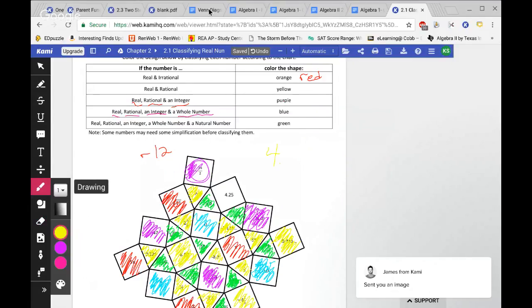But anyway, now let's look at 4.25. 4.25 is a terminating decimal, so that means it's a rational number. If it's rational, it's also real. But it's not an integer and it's not a whole number. Rational is the smallest subset that it's in. So that's why I colored this one yellow.